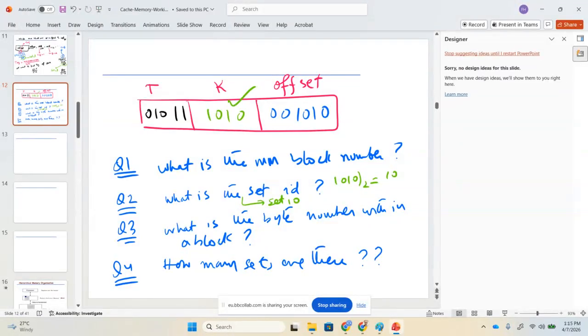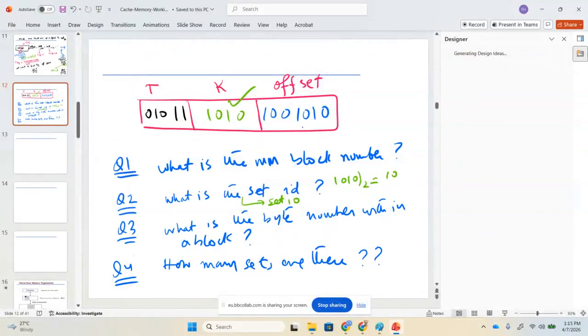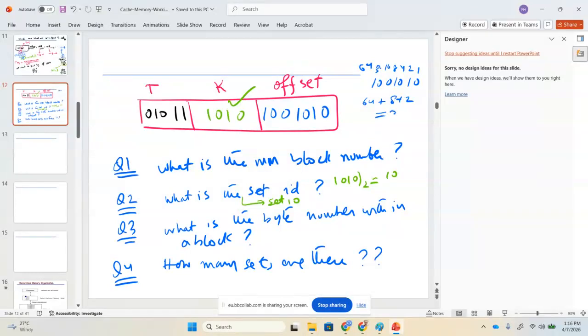What is the byte number within the block? Okay, this is also 10. This is the offset. So the byte number within the block. So maybe I will make it like this, I put a 1 here. So the block number, 1 2 3 4 5 6 7. So what is the byte number? The byte number is 1 0 0 1 0 1 0, 1 2 4 8 16 32 and 64. So this is 64 plus 8 plus 2, 72, 74. So the byte number is byte number 74 within the block. Got it or not got it?